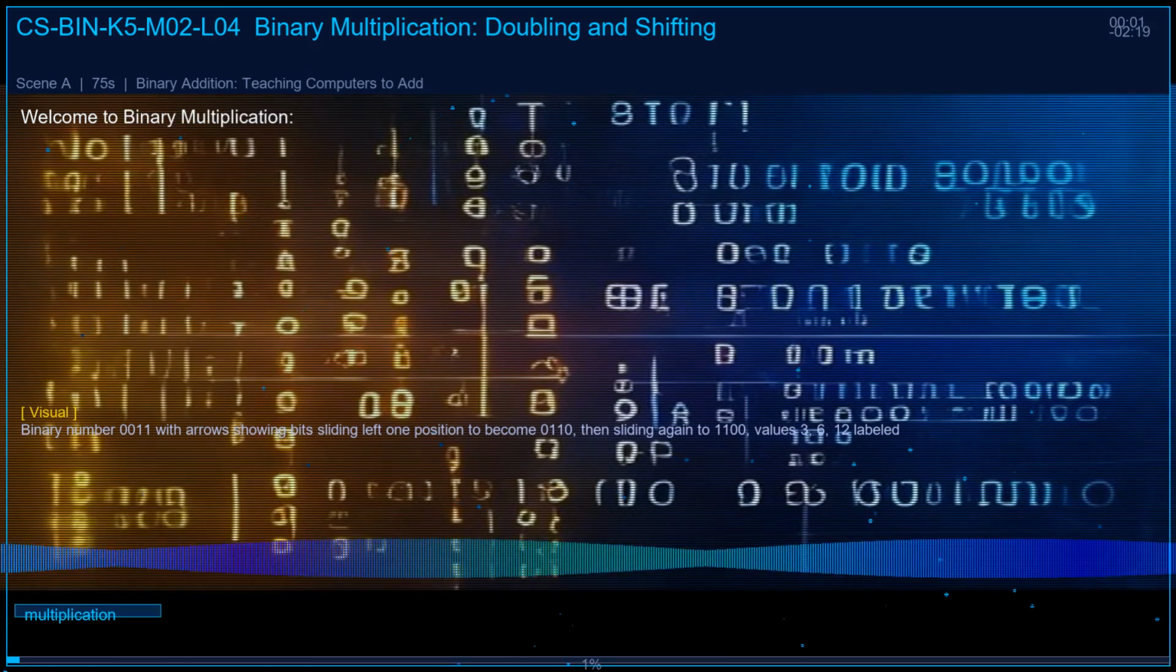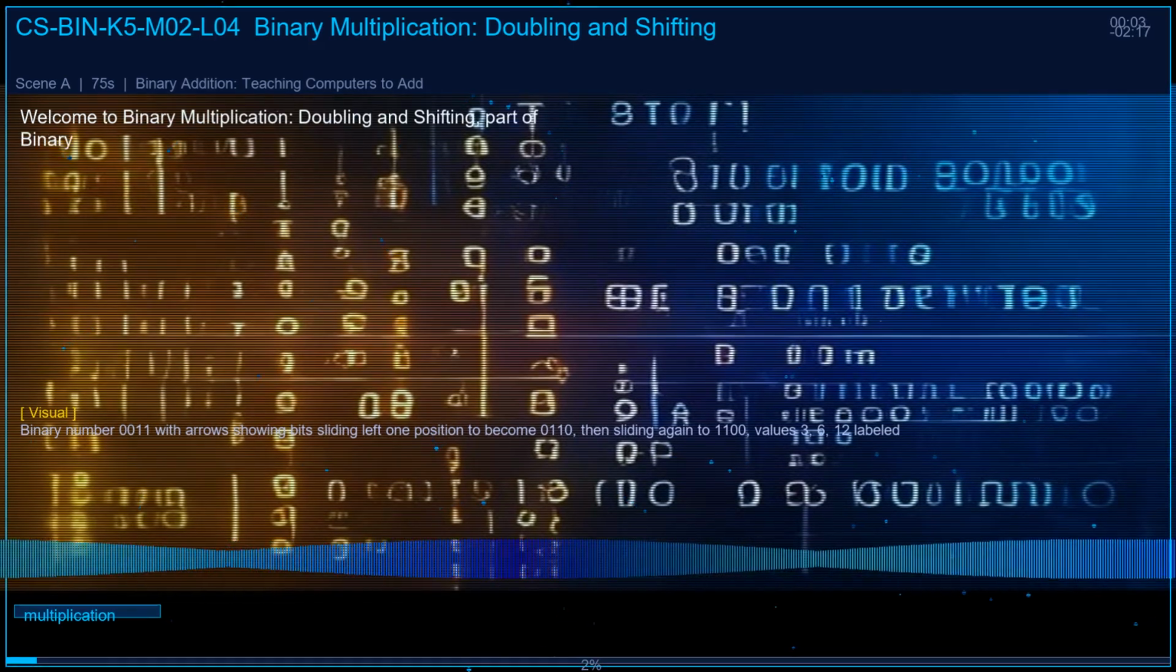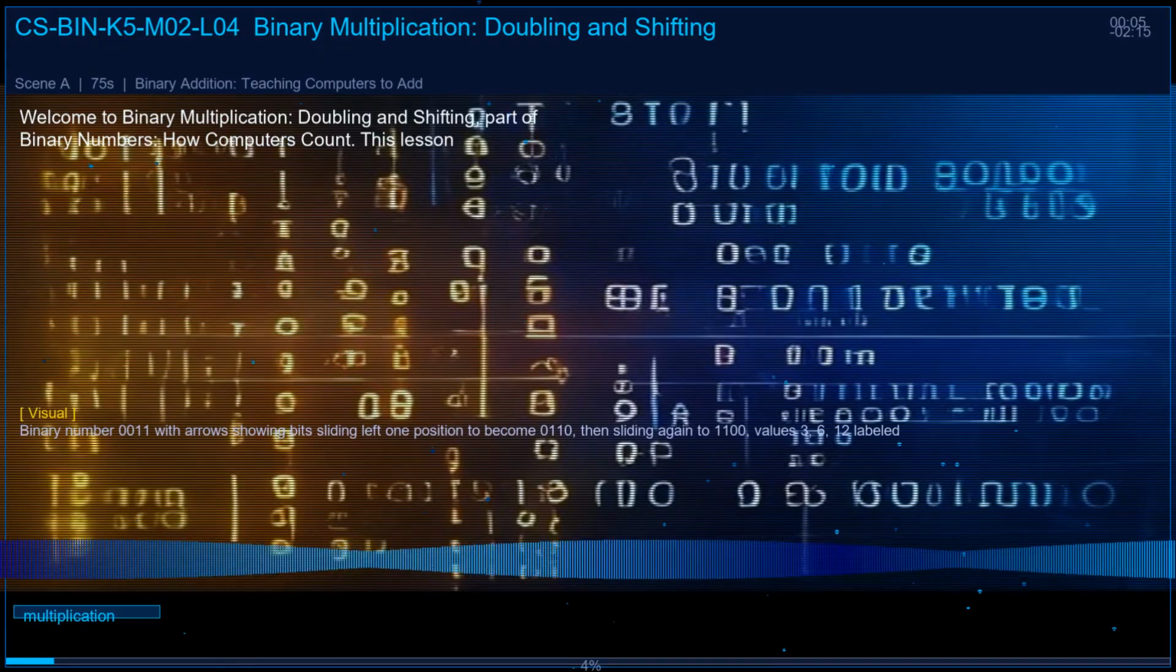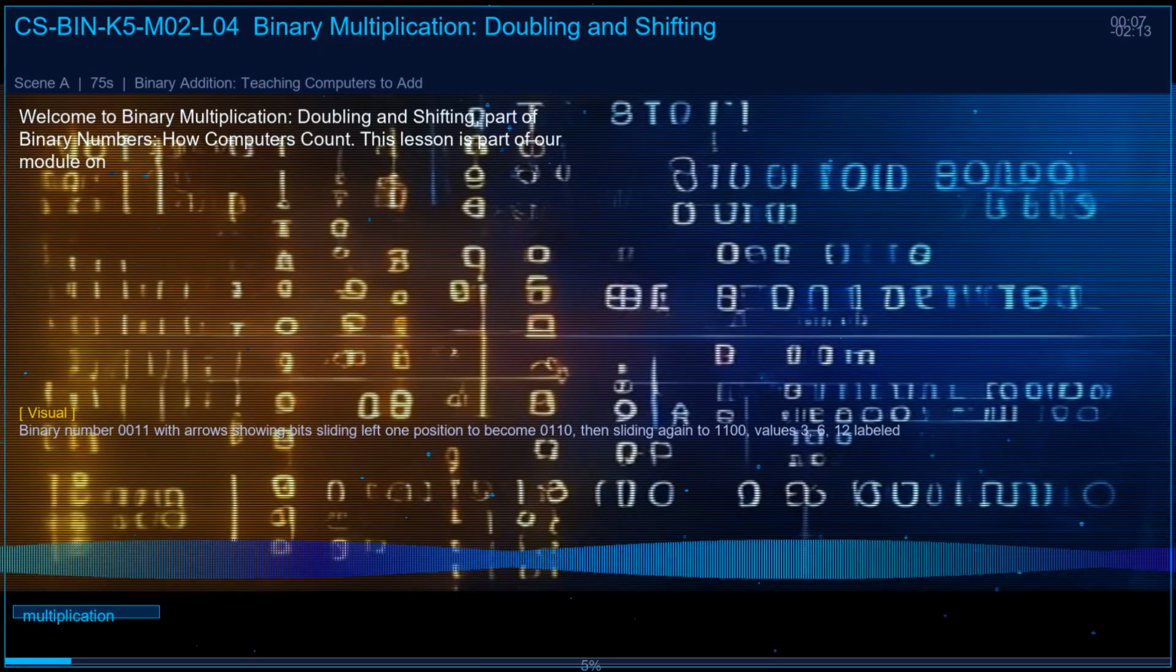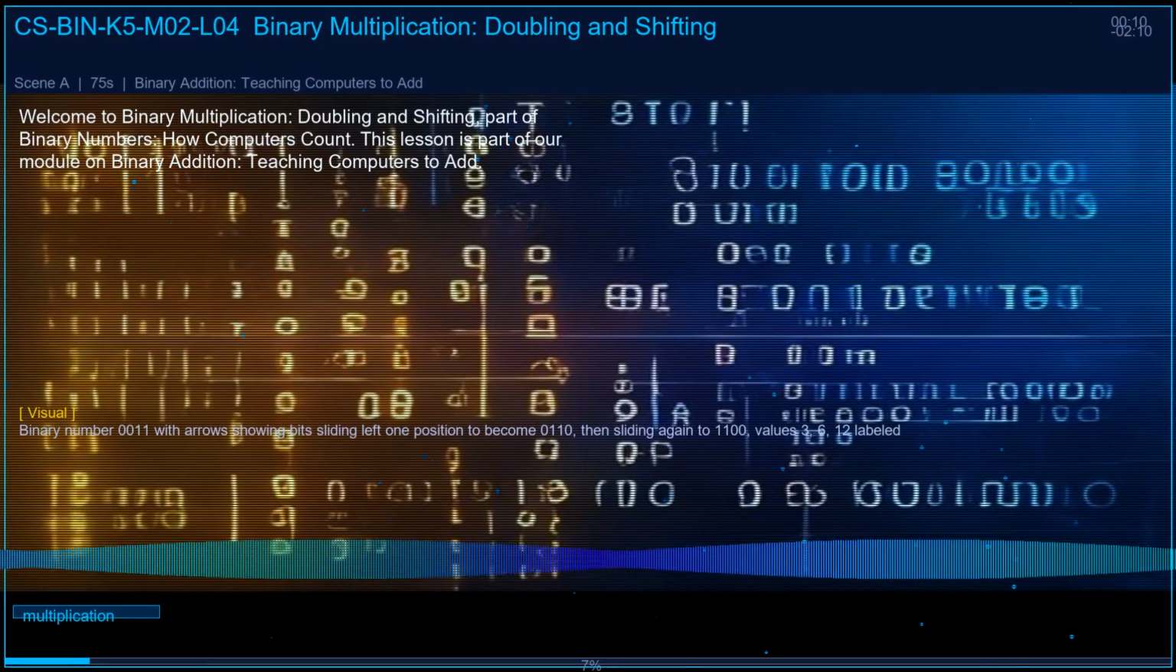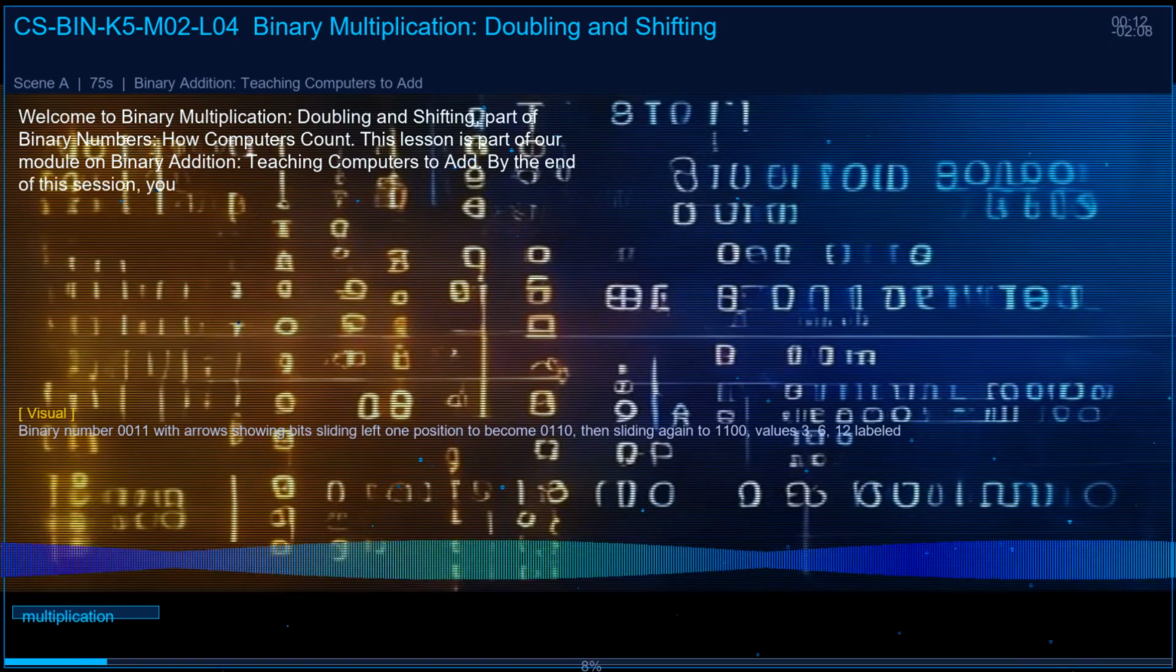Welcome to binary multiplication, doubling and shifting, part of binary numbers, how computers count. This lesson is part of our module on binary addition, teaching computers to add.